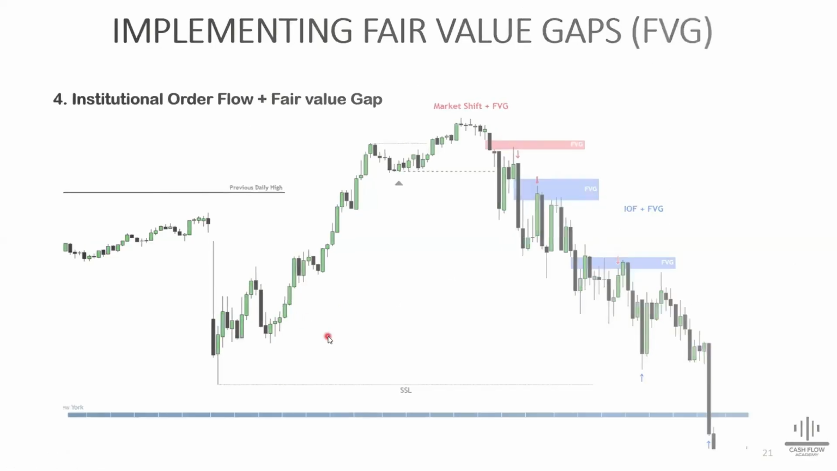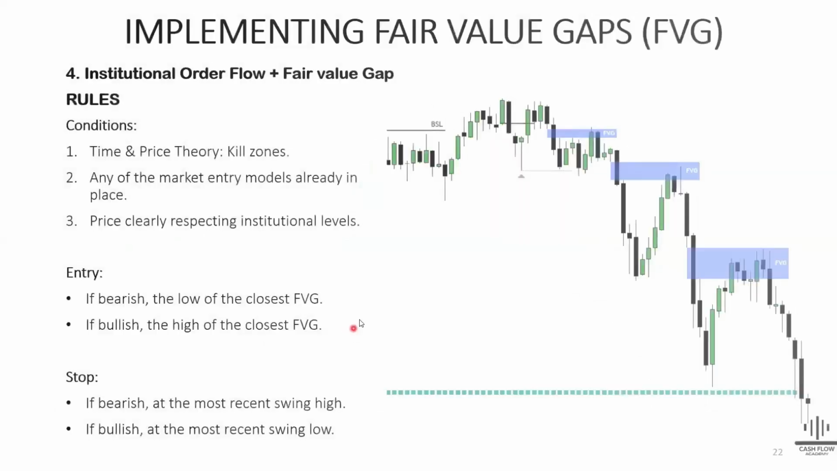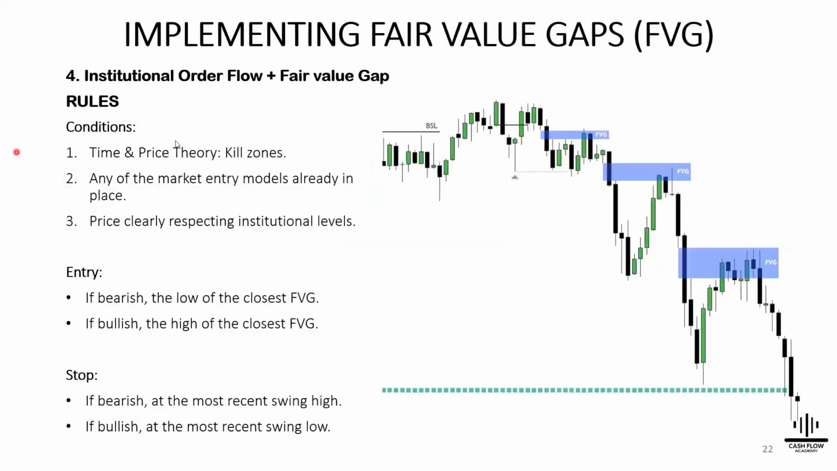So let's take a look at the rules. So we have the conditions, the entry, and the stop. Again, time and price theory. You want to be entering at a particular Q zone. So I used another example here again so that we'll see multiple examples. I didn't use the previous one. If you noticed, when I'm talking about the rules and when I'm giving you examples, I use two different examples so that it becomes easier for us.